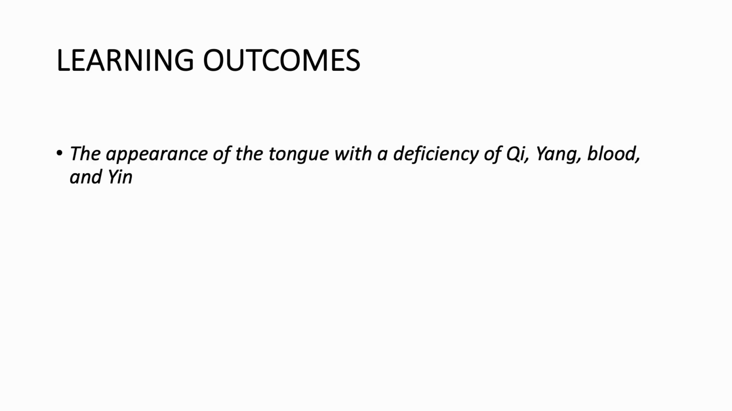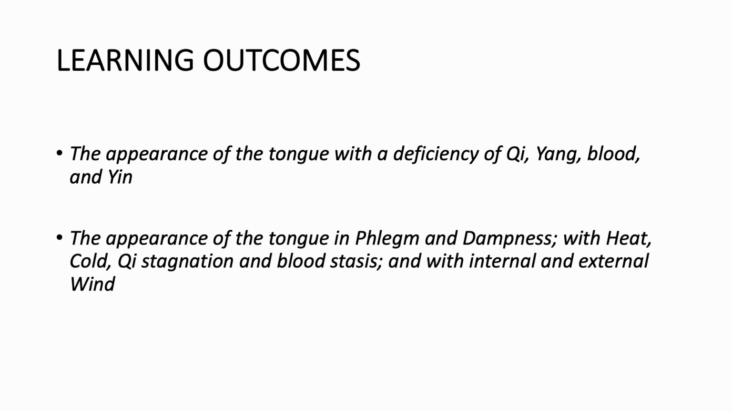We are now done with our last topic, and it is expected that we should have learned the appearance of the tongue with a deficiency of qi, yang, blood, and yin, the appearance of the tongue in phlegm and dampness, with heat, cold, qi stagnation and blood stasis, and with internal and external wind.